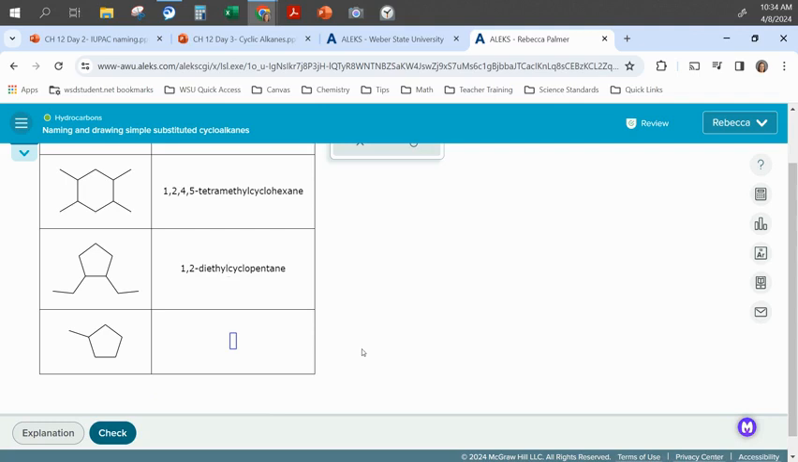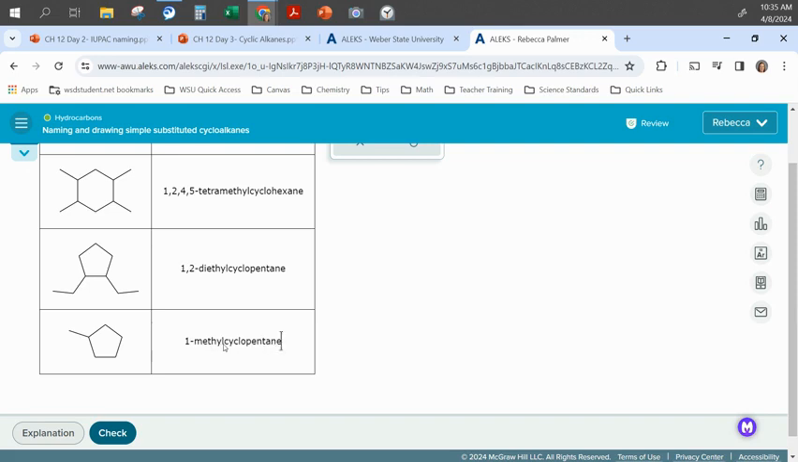Okay, and then the last one, we'll check our hypothesis. You can either just say this is methylcyclopentane, because it doesn't matter which carbon it's connected to, it's going to be identical. Or we could do, I don't know, I'm going to do 1-methylcyclopentane.